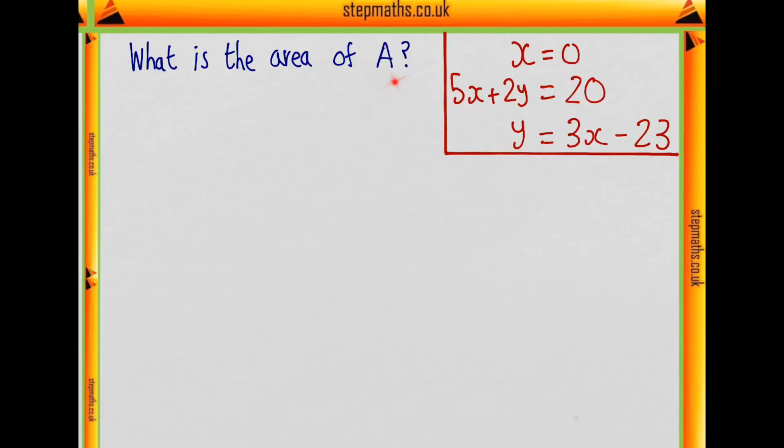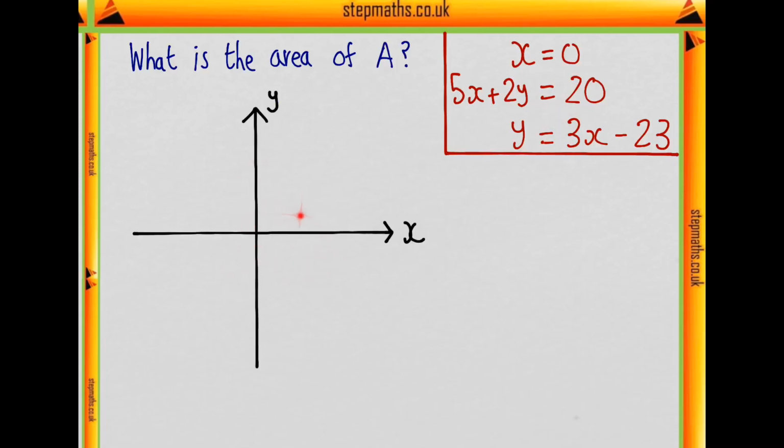So we need to find the area of A, which is formed by all of this. But I don't know about you, I really don't know what this looks like. So what do you think we do? I'd go for a diagram. So sketch the x and y axes here and try and put our lines on, see what we get, and we can work from there.